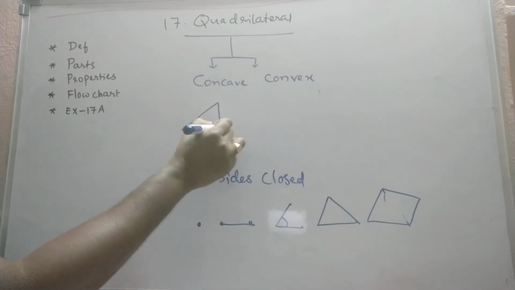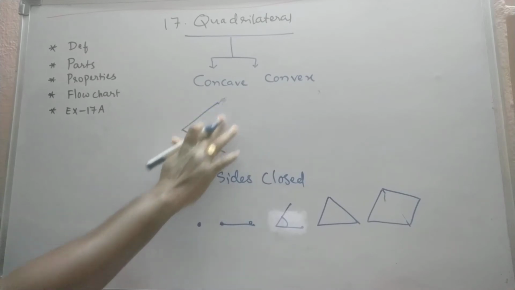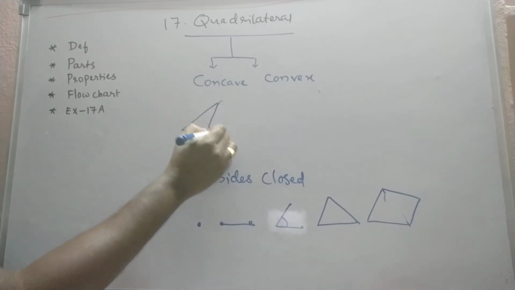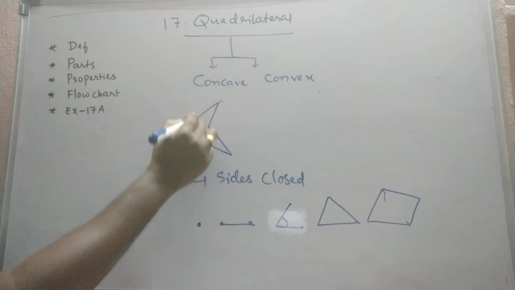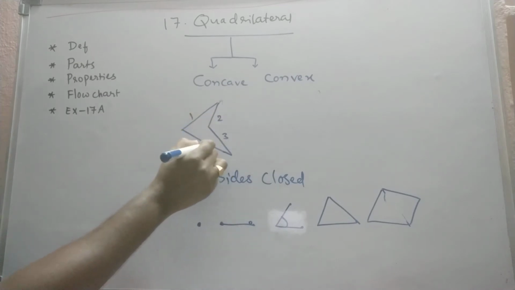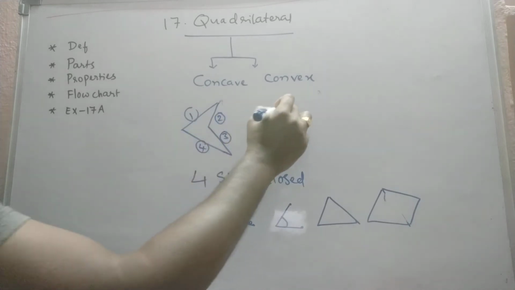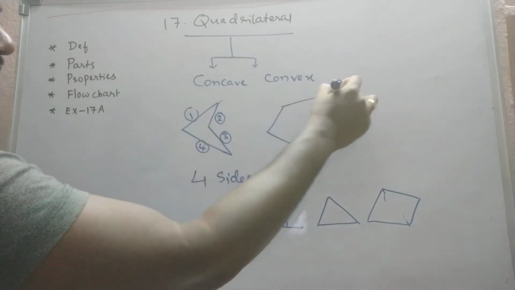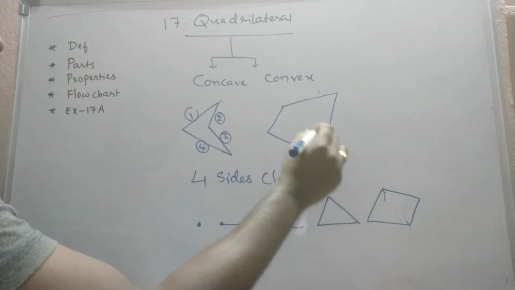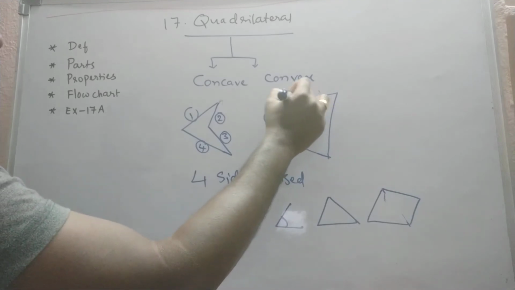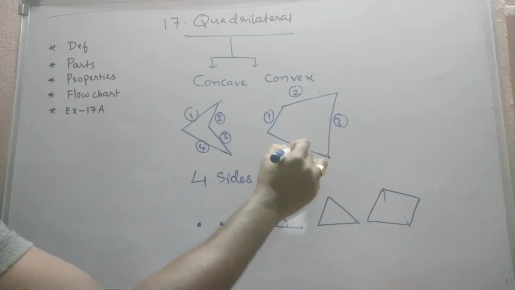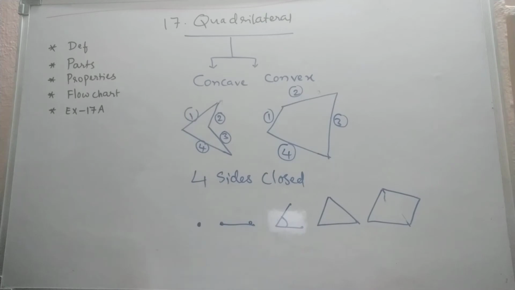I can draw it in two different ways. This is my first way of drawing, and here also there are 1, 2, 3, 4 sides, so this is also a quadrilateral. And this is also one more quadrilateral, because the only thing we must have is 4 sides. Even here, all 4 sides are there.